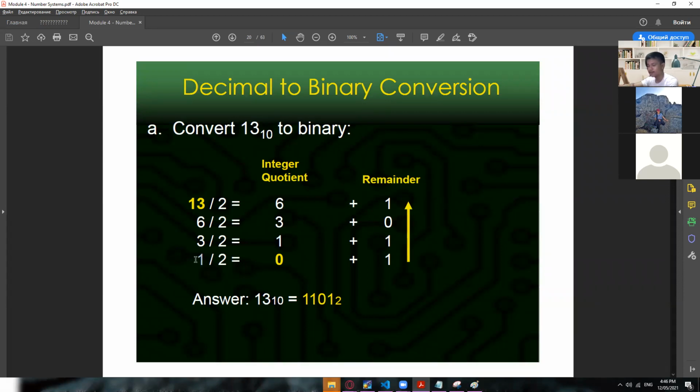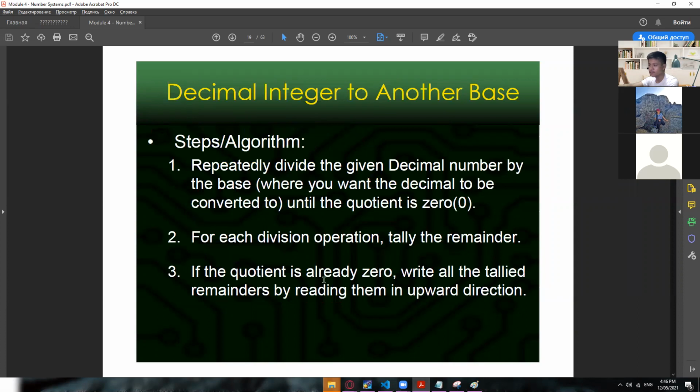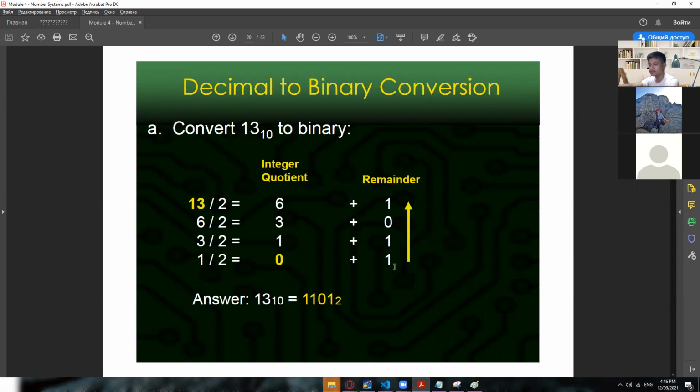Whatever the final number in the integer quotient is, just put it right here as your remainder. It says here that if the quotient is already 0, then write all the tallied remainders by reading them in upward direction. So once you reach a value of 0 in your integer quotient, that's the time you stop dividing. You can now read the remainder from bottom to top, and that will serve as your final answer: 1 1 0 and then 1, so 1101 base 2. From decimal into binary. As you can see, we only have two numbers, 1 and 0. That's it for binary.